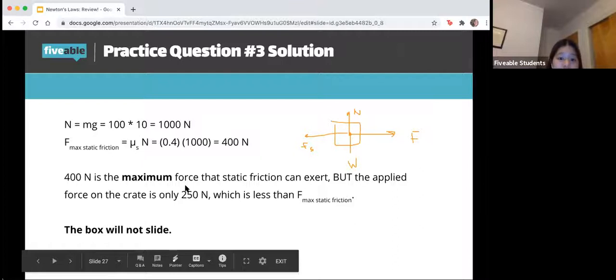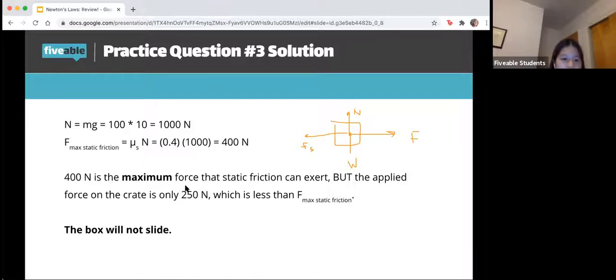So the first thing we have to do is find the maximum static friction. We can find N through the net force in the y direction, which is equal to 0. So N equals mg, we can set N equal to W. Fy equals N minus W equals 0, so N equals W. So N equals mg, which is 1,000. Plug that in with the 0.4 we were given, and our maximum static friction force is 400.